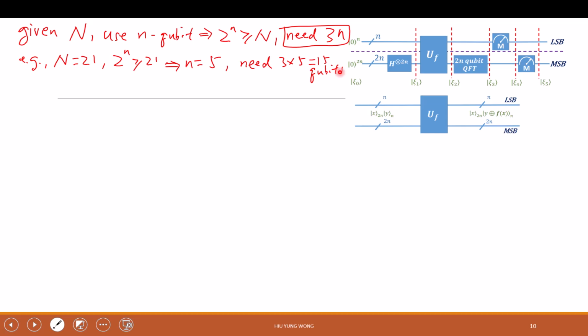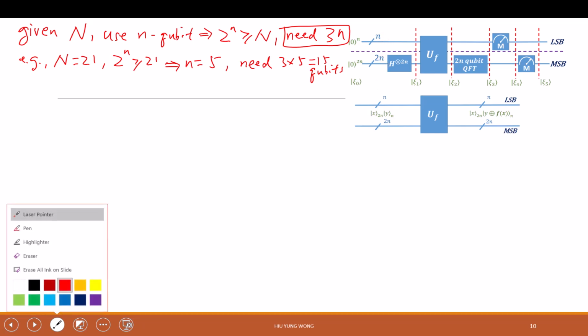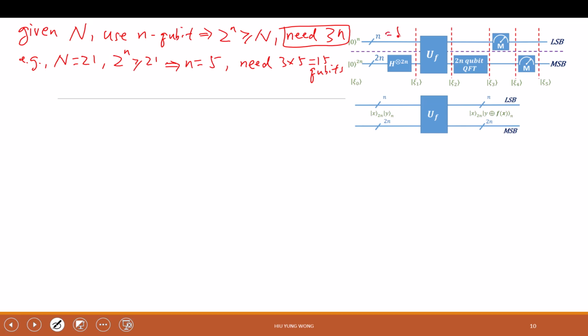Okay, and you see that in this circuit, I do have two groups. The top, LSB, n qubits, the bottom, 2n qubits. So the top is 5, the bottom is 10, as an example in this case. Is that okay?